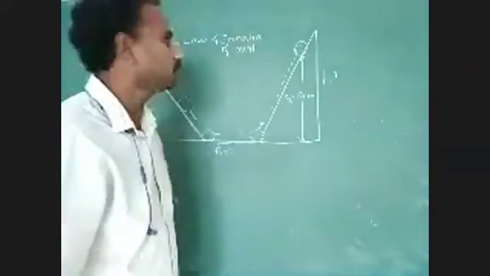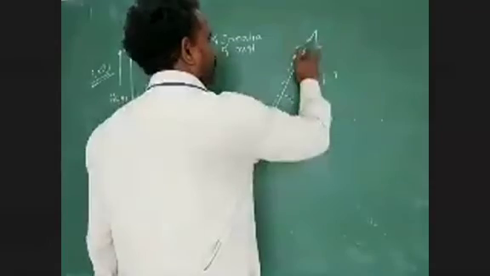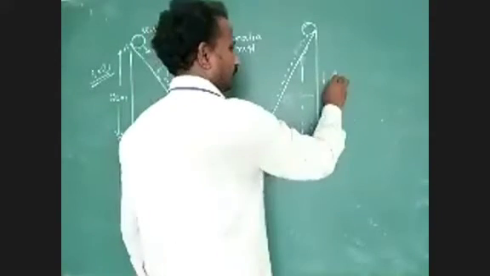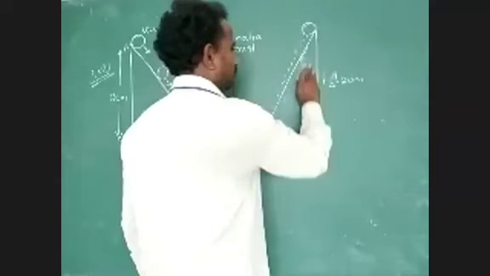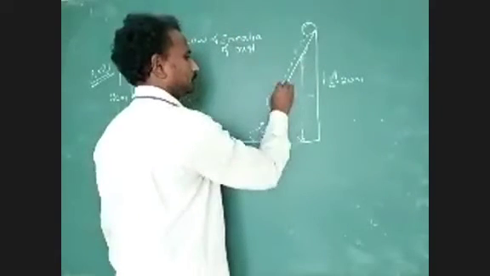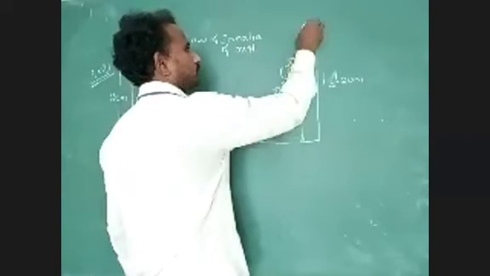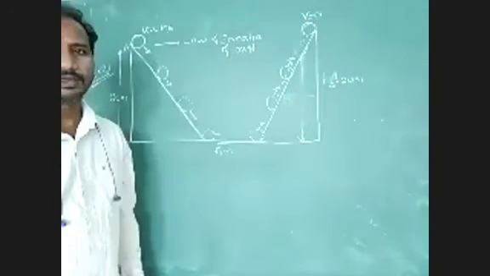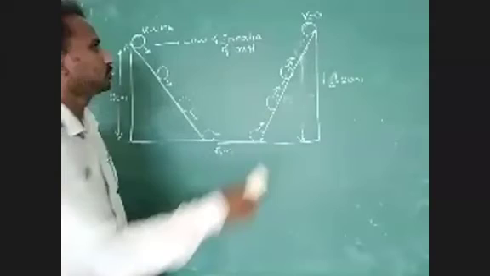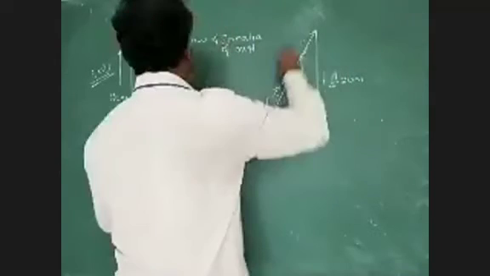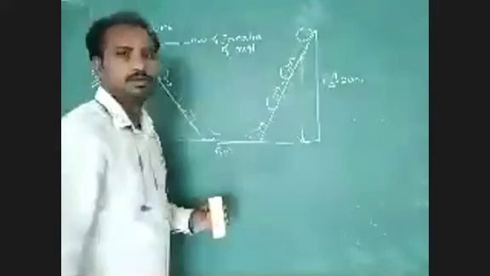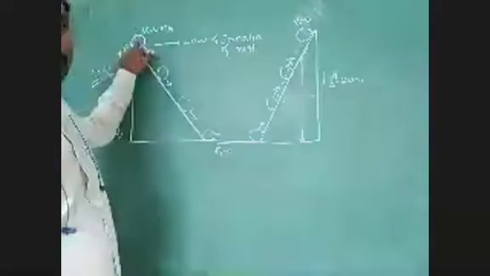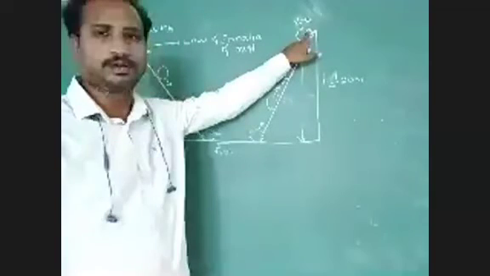What is the final velocity of the body? Here H2 equal to 20 meters. The final velocity of the body v equal to 0, since it is at the same height. Just identify: what is the final velocity of the body? v equal to 0. Initial velocity u equal to 0, and final velocity v equal to 0.